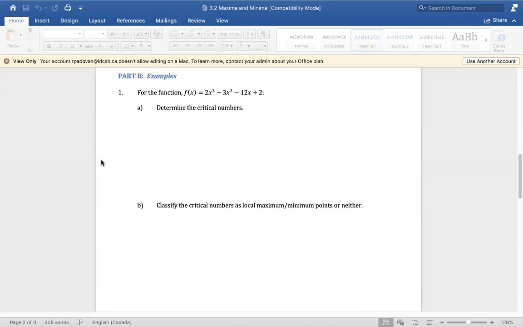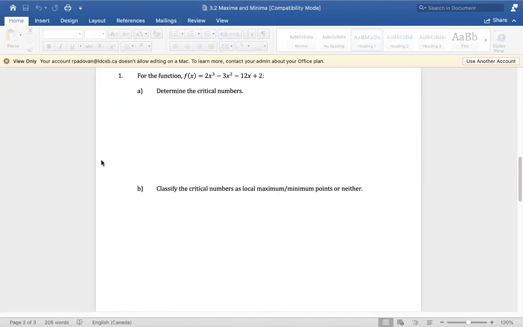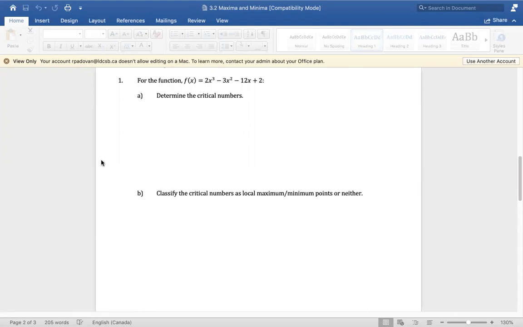So example 1, for this cubic function, 2x cubed minus 3x squared minus 12x plus 2, determine what the critical numbers are. So where are the critical numbers? The critical numbers are where, right? Those critical important values are where the derivative is equal to 0. So what I should do first then is get f prime of x and get the derivative.